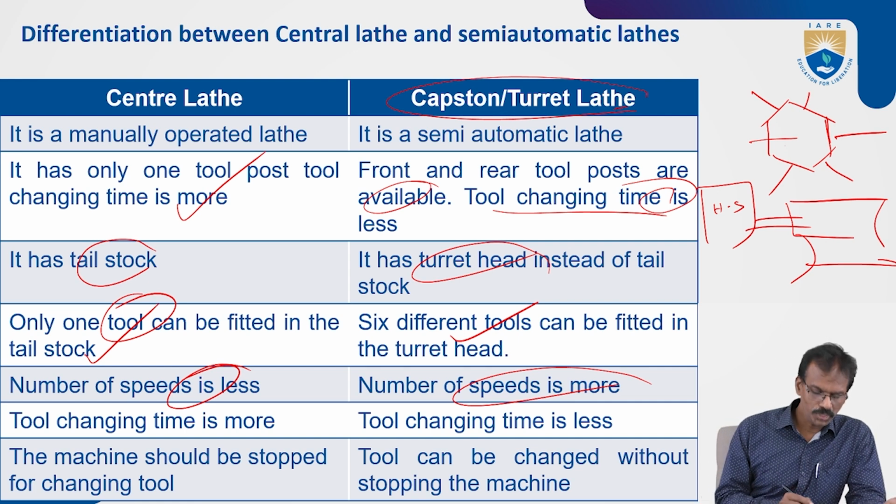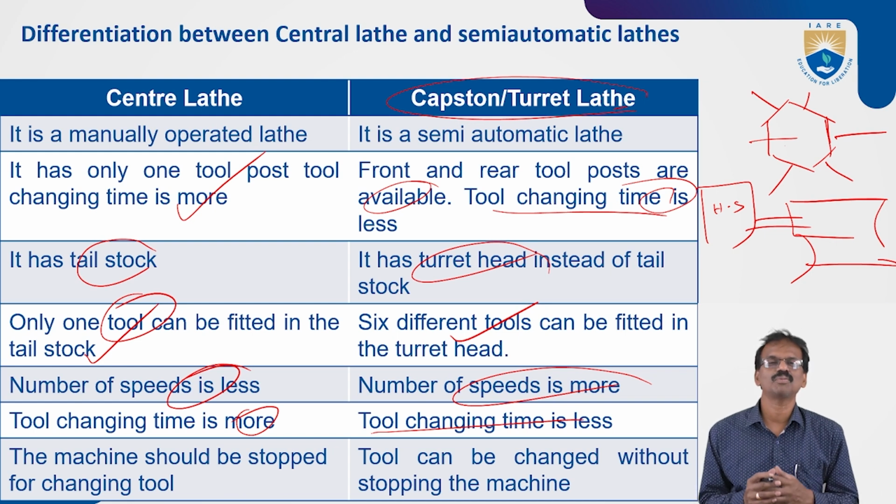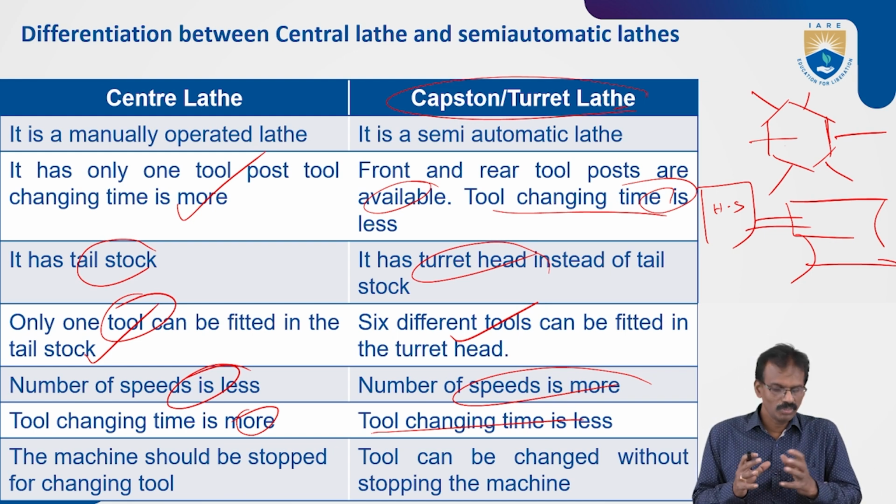So here the tool changing time is very high. If you want to change the tool, you have to stop the operation, remove the tool bit, and fix another tool bit. So that takes more time. But in the case of the capstan and turret lathe machine, the tool changing time is very less. The machine should be stopped while changing the tool in the central lathe machine. If you want to change the tool bit, you have to stop the machining operation.